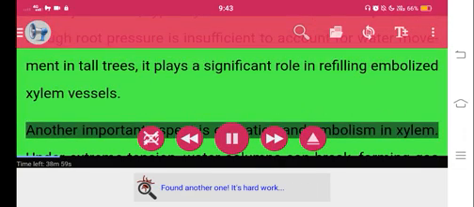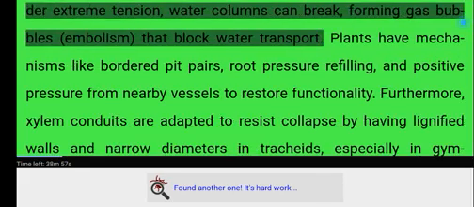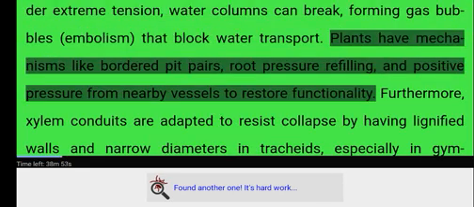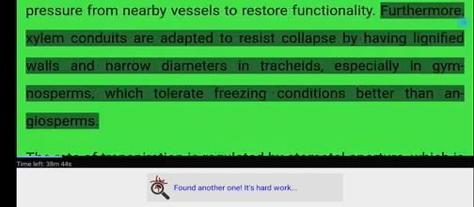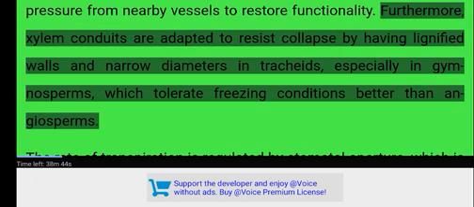Another important aspect is cavitation and embolism in xylem. Under extreme tension, water columns can break, forming gas bubbles, or embolism, that block water transport. Plants have mechanisms like bordered pit pairs, root pressure refilling, and positive pressure from nearby vessels to restore functionality. Furthermore, xylem conduits are adapted to resist collapse by having lignified walls and narrow diameters in tracheids, especially in gymnosperms, which tolerate freezing conditions better than angiosperms.